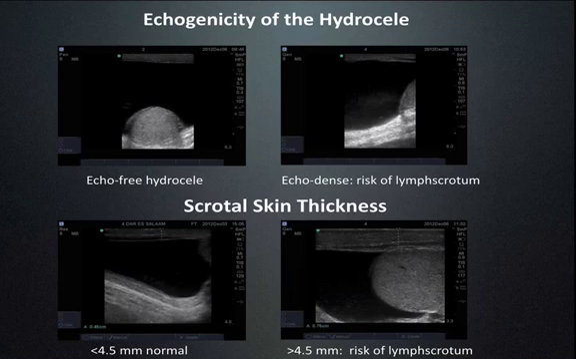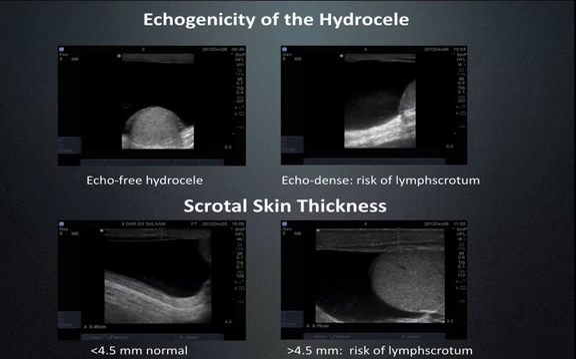The echogenicity of the hydrocele has been associated with the risk of testicular necrosis. Echo-free hydrocele, like the one shown on the upper left image, indicates common hydrocele, while the presence of echo-dense hydrocele, like the one shown on the upper right image, indicates the presence of floating particles constituted by proteins and cholesterol. This is a long-standing hydrocele or chylocele and poses a risk of testicular necrosis.